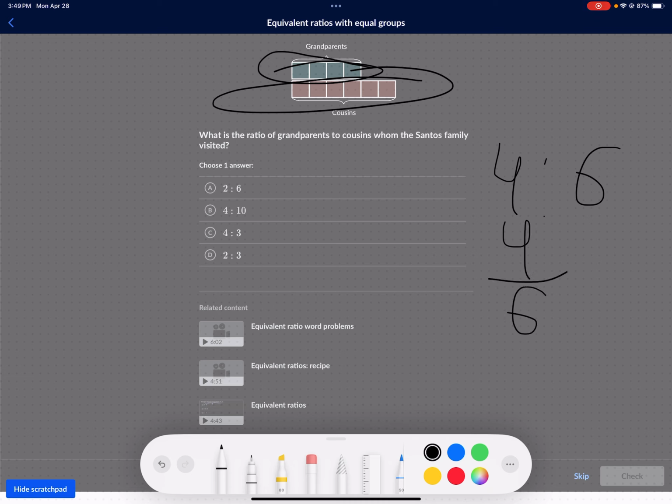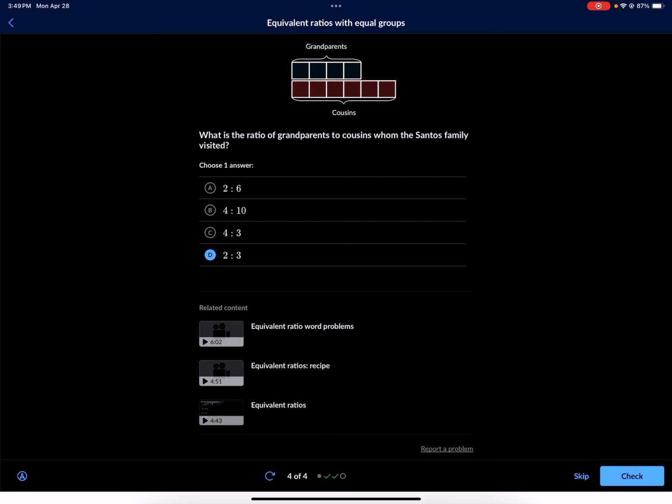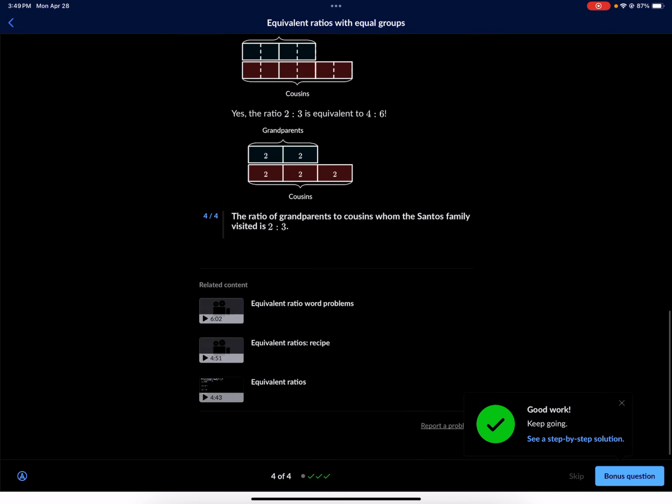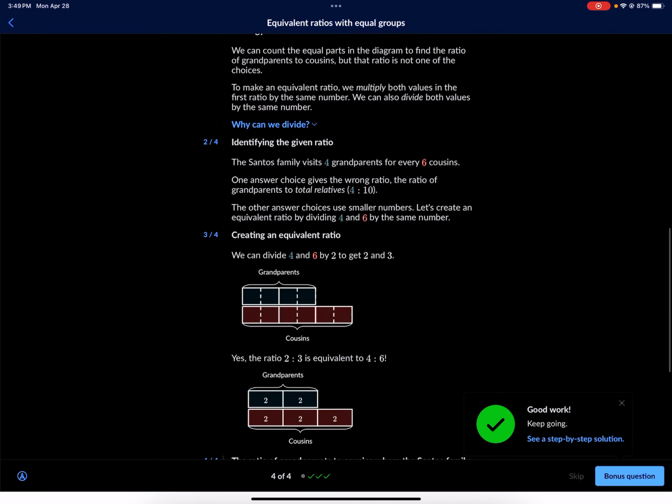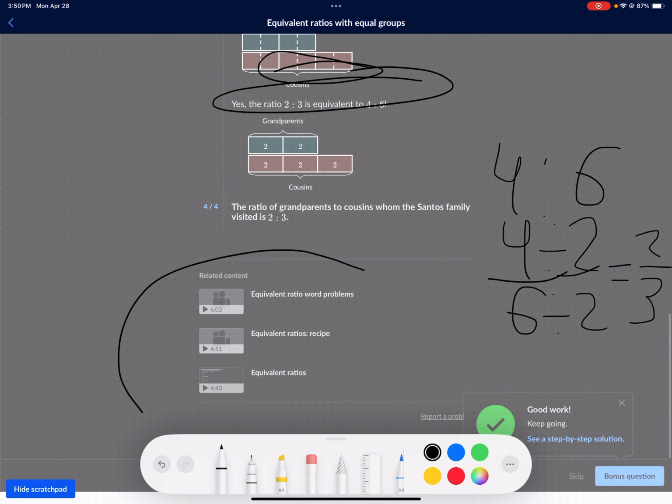These are both even, so we can divide these by at least 2. Anything else? Or is that good? This is good. So 4 divided by 2 is 2, and 6 divided by 2 is 3. So our ratio is 2/3. So here's our explanation. Here are the videos, and happy studying.